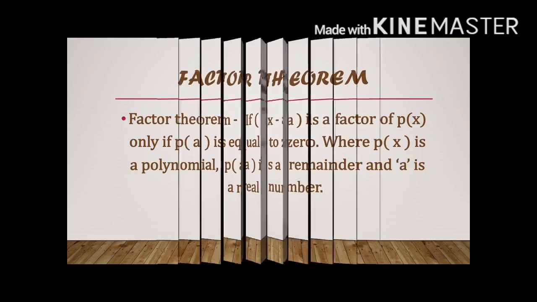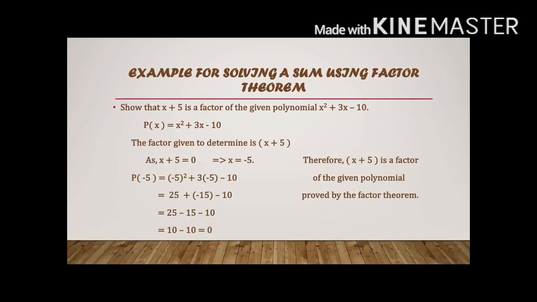So now let's see this through an example. Here we have to justify or show that x plus 5 is a factor of the given polynomial x square plus 3x minus 10. Our polynomial here is x square plus 3x minus 10, and the factor given here to determine is x plus 5. Again we have to equate x plus 5 to 0, then our answer will be x is equal to minus 5.